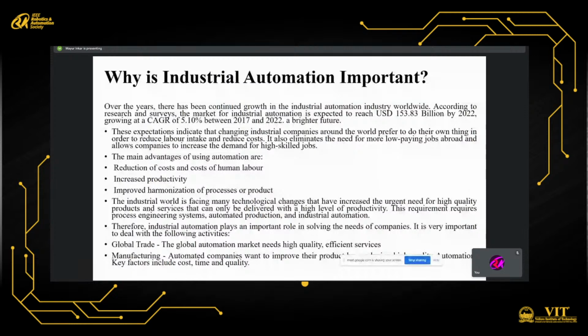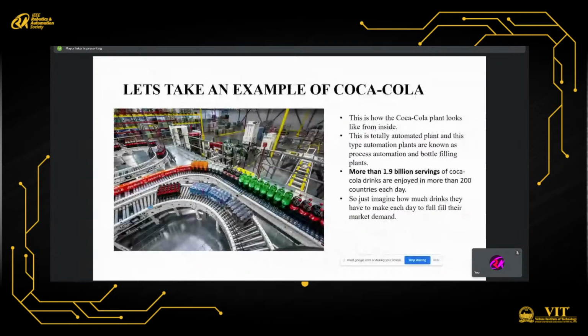And after R&D, we have to do the batch production so that we can fulfill that demand across the entire world. To do that batch production and fulfill that demand, industrial automation is needed. Okay, so let's take an example of Coca-Cola. All of you know the Coca-Cola factory, the drink we all have.